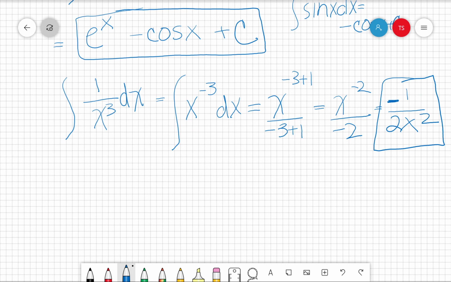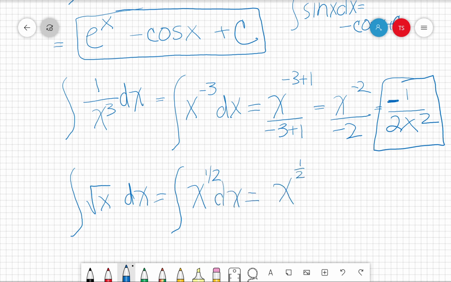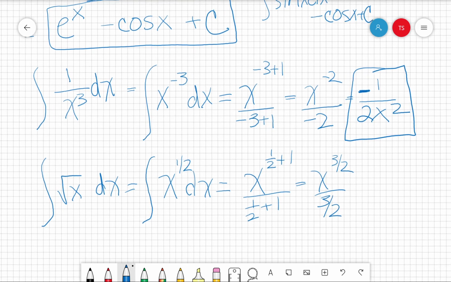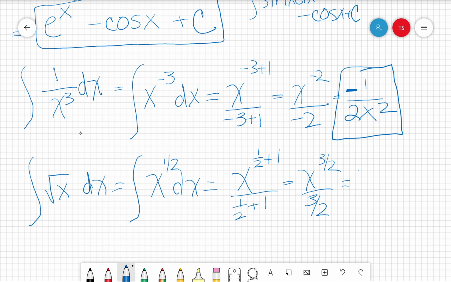If we have radicals of any sort, say square root of x dx, we want to write them with rational exponents. So that's going to be x to the 1/2 dx, and that gives me x to the 1/2 plus 1 over 1/2 plus 1, gives me x to the 3/2 divided by 3/2, and we can simplify that. Dividing by fractions is easy as pie. You flip the bottom and multiply. So that gives us 2/3 x to the 3/2 plus c.